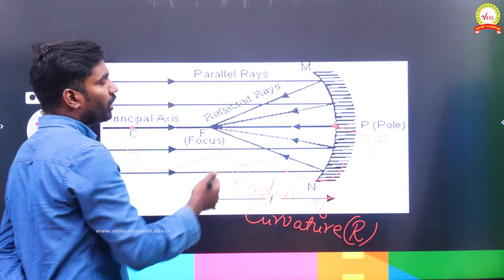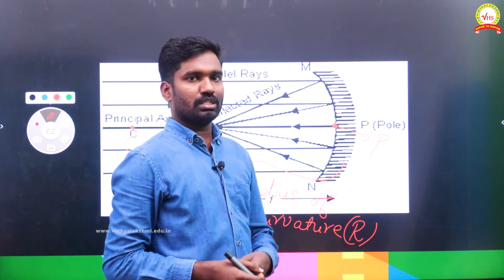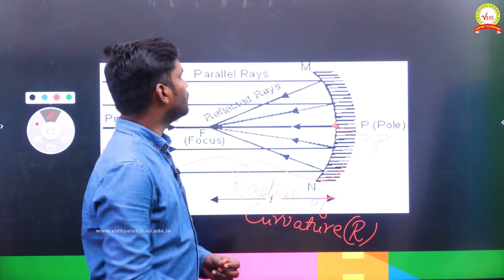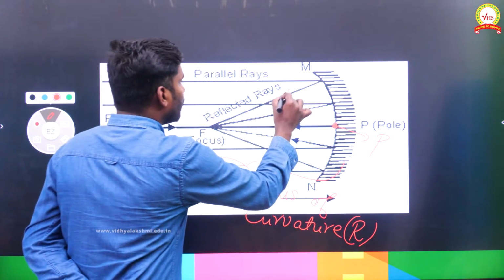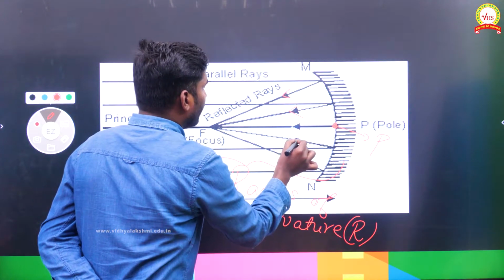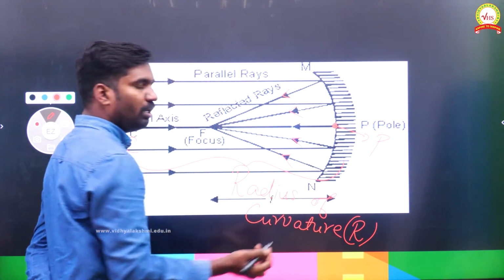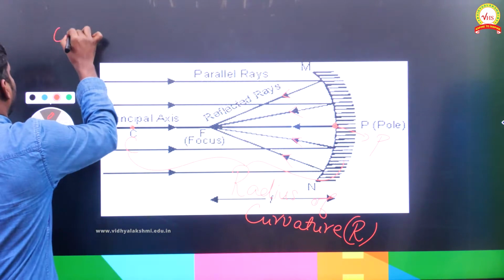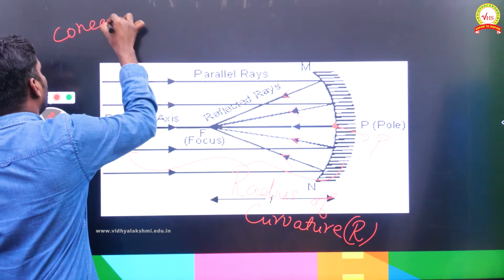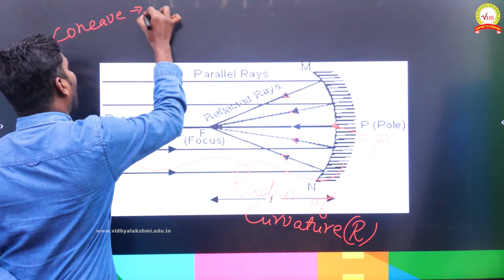And then the next term is the focus. What is the meaning of the word focus? The point where the reflected rays either actually meet or appear to meet. In the case of a concave mirror, they will actually meet.